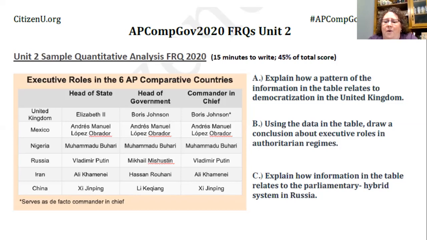So we're looking at how a pattern of information relates to democratization in the UK, drawing conclusions about executive roles in authoritarian regimes, and explaining how the information in the table relates to a parliamentary hybrid system in Russia. So we're going to come back to this. So these are kind of things we're going to talk about today.